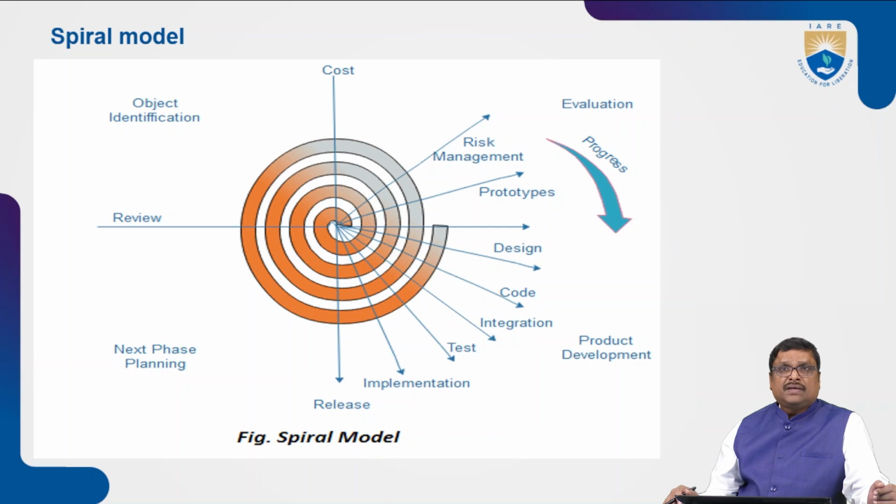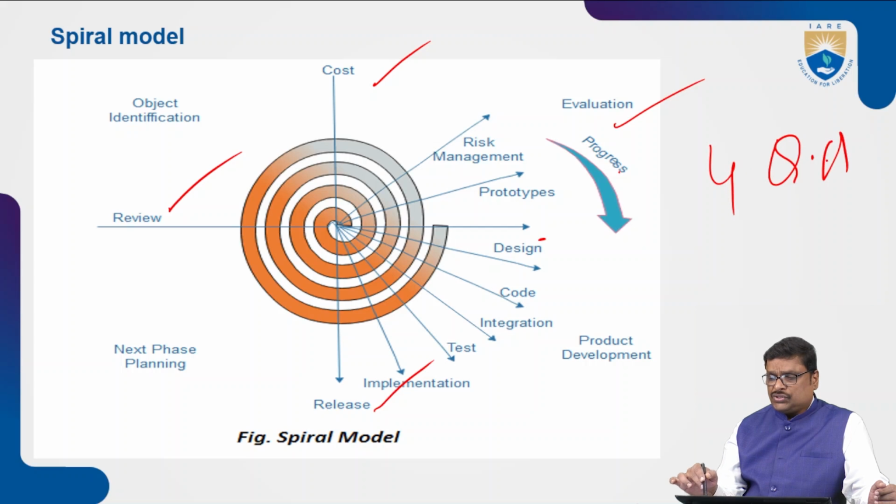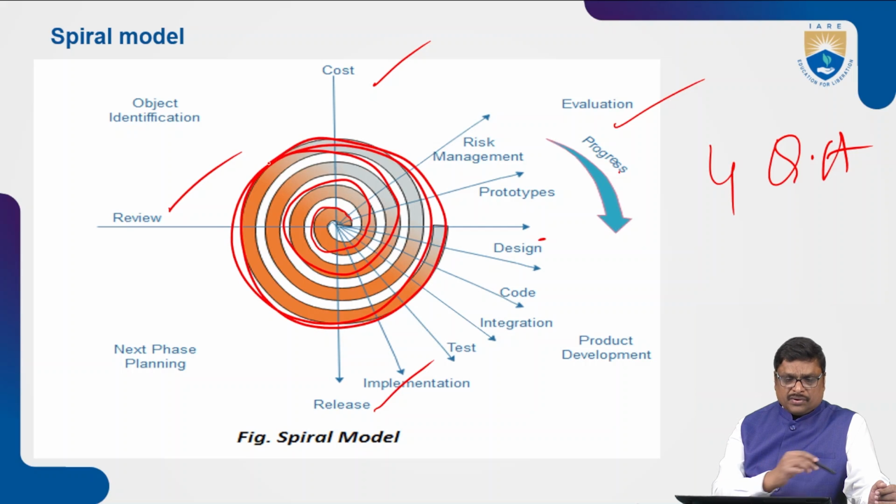So if we see any software product where cost is going to be involved, it has some reviews to be done, then release has to be considered, then design and evaluation have to be seen. If we see that, it is a 4-quadrant approach. If you see that, it starts like a spiral, and it keeps on going.